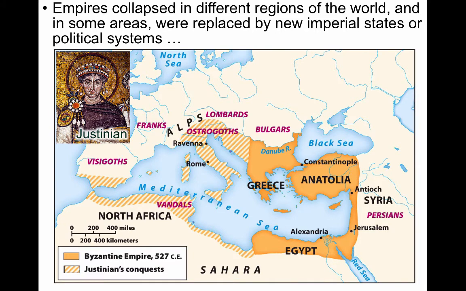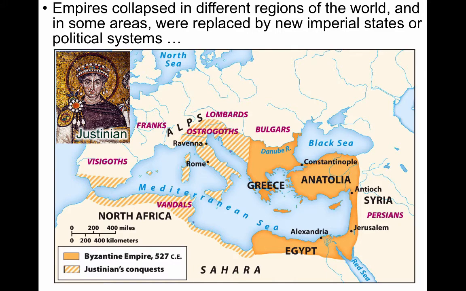Empires collapsed in different regions of the world and in some areas were replaced by new imperial states or political systems. For instance, the Byzantine Empire had kept the Greco-Roman traditions and learning alive through the expansion of their power and territory around the Mediterranean Sea. However, they lost land and influence due in part to peasant revolts from within, and more ominously through the expansion of the Islamic world, especially with the Ottoman Turks.